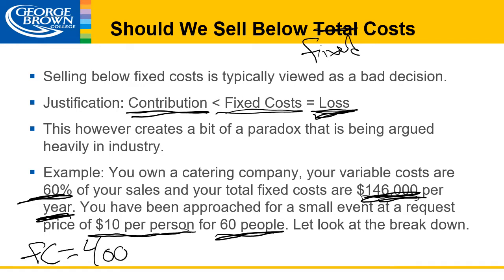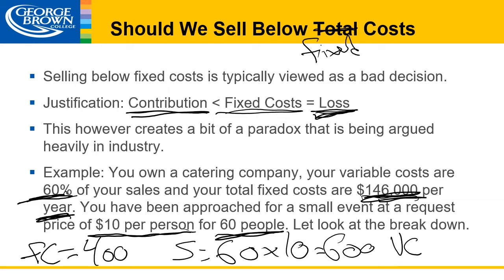Okay. Let's say our sales are going to be $60 multiplied by 60 people multiplied by $10, and we get 600. Our variable costs, which are 60% of our sales, are going to be 0.6 multiplied by 600, and we get 360.